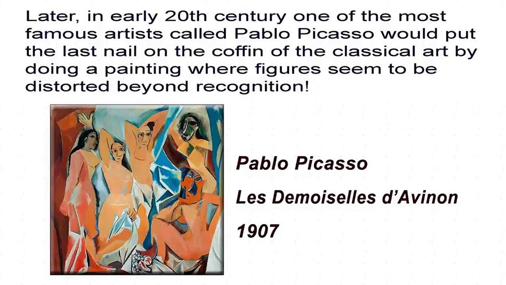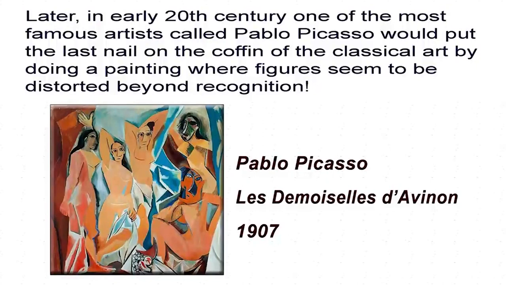And later, in the early 20th century, one of the most famous artists, Pablo Picasso, would put the last nail in the coffin of classical art by doing a painting where figures seem to be distorted beyond recognition. Yes. Even Turner's paintings were almost verging on the threshold from where recognition would get very difficult. But here, in this painting by Picasso, recognition may not be at stake, but what is at stake is realism. Because this is not how real women, real figures, real human beings look in real life. And this is exactly what Picasso does, and proposes a new idea called cubism.